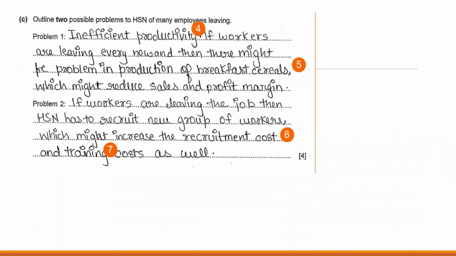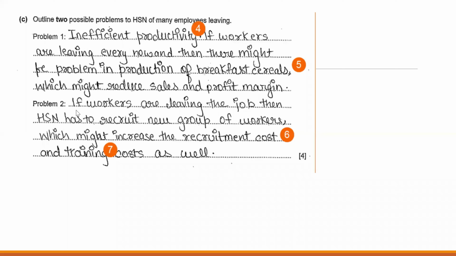Okay, now this is part C in which it says identify 2 possible problems to HSN of many employees leaving. Now this one requires application. It's talking about HSN, which is a business. Inefficient productivity. If workers are leaving every now and then, there might be a problem in production of breakfast cereals. Now we have not read the case study, but now we know what they are making, breakfast cereals. So that's application, which might reduce sales and profit. If workers are leaving the job, then HSN has to recruit a new group of workers, which might increase the recruitment cost and training cost as well.